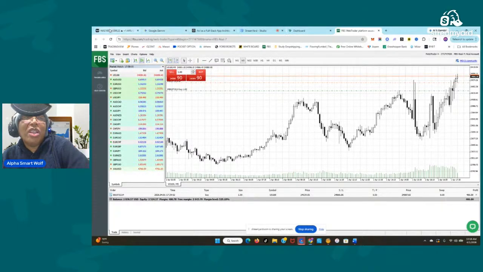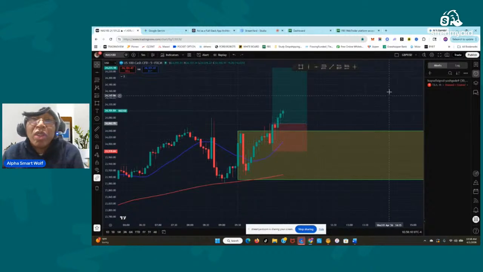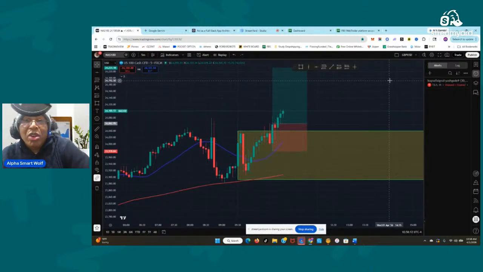Yeah, it's a 5-minute candle. Let's see where we are in terms of time. Okay, so there's 2 minutes to go on this candle. Yep, so there's about 2 minutes. Let's see if it's going to close above and beyond that.